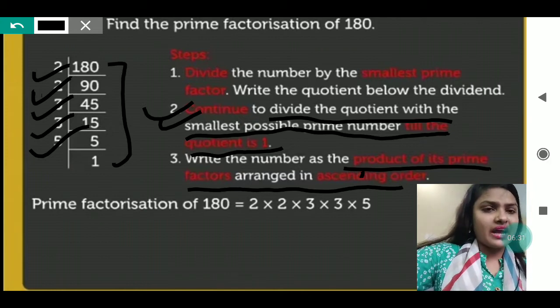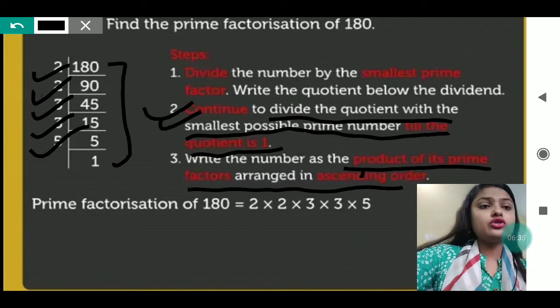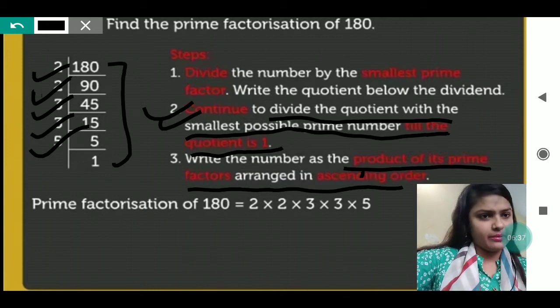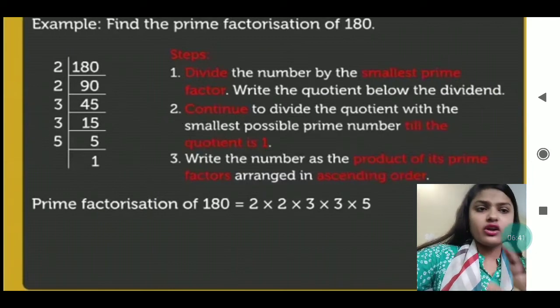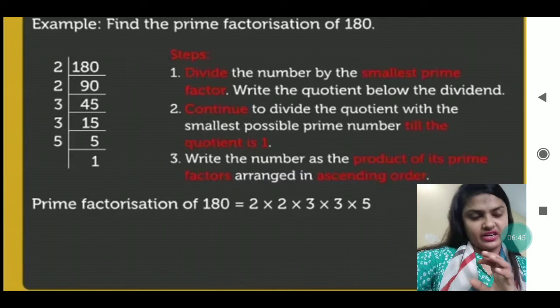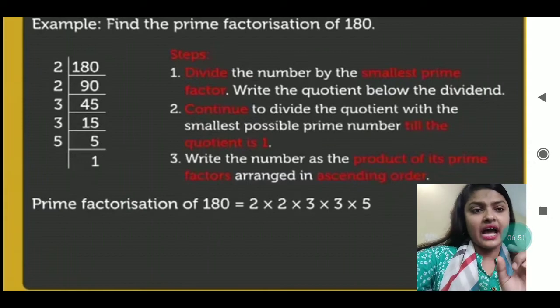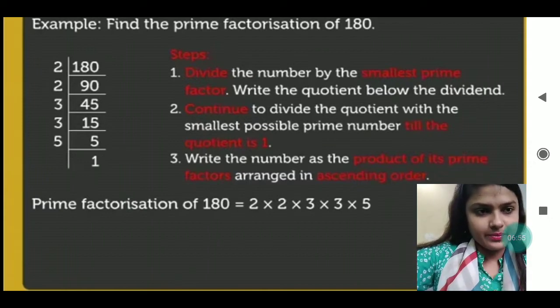This is how we do the prime factorization of any number, by the division method. Right now we are not finding the HCF here. I have just explained how to do the prime factorization. We have to take the number and divide it again and again till we get 1 at the last. Till that time you have to divide.